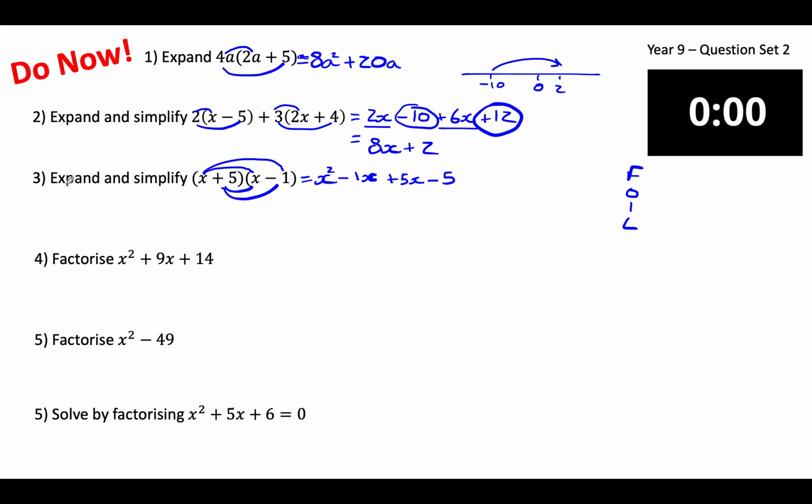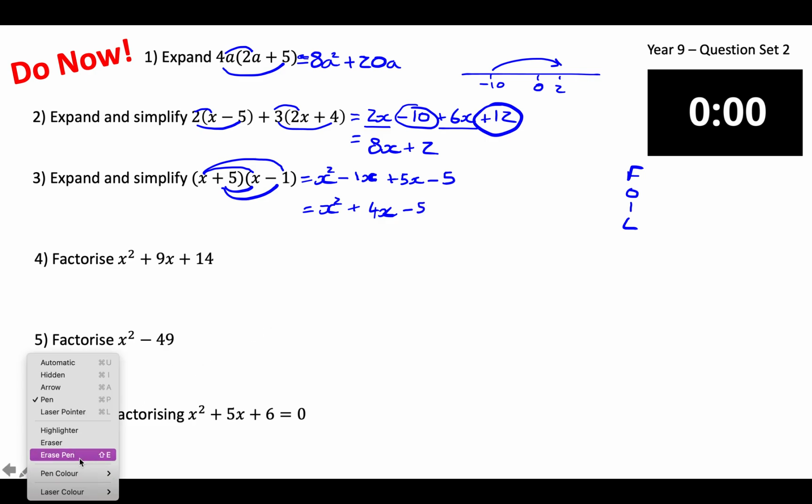Okay, that's the expand. Now we simplify. Put together stuff you can, which are these 2 bits in the middle here. The minus 1x with plus 5x. Well, that makes a total of plus 4x. Start at minus 1 and add 5. You get to 4. So that's plus 4x minus 5. Yeah, so x squared plus 4x minus 5.